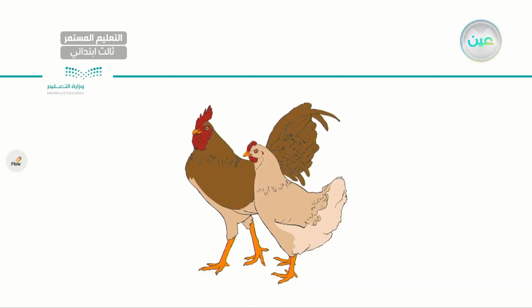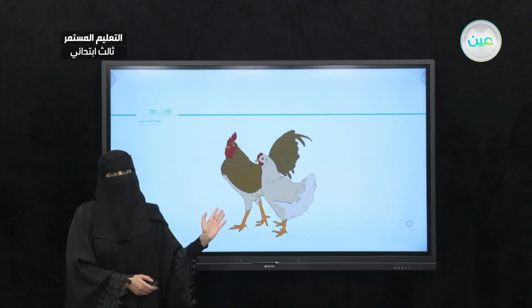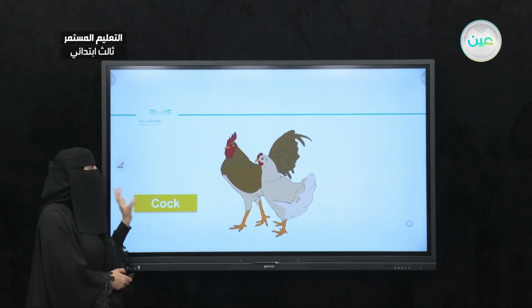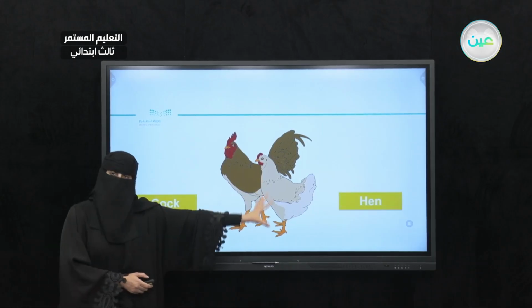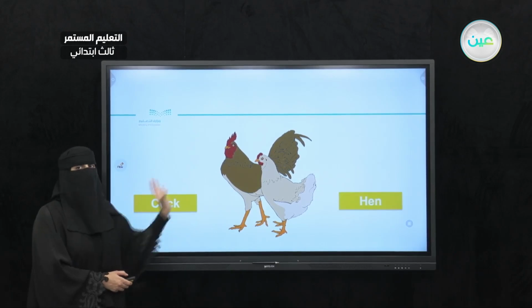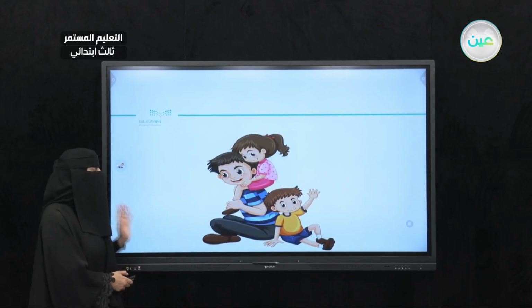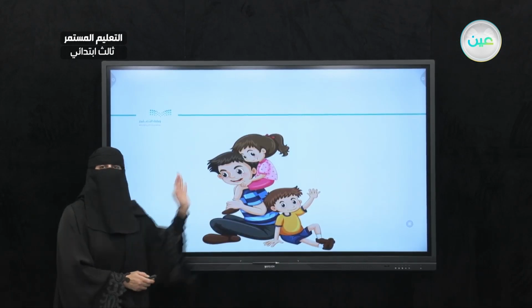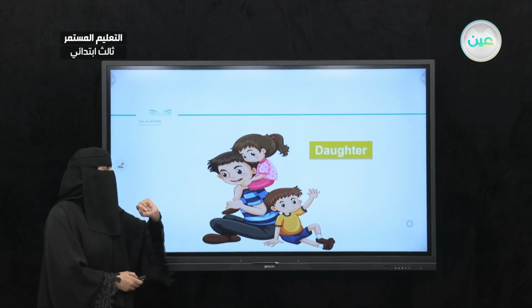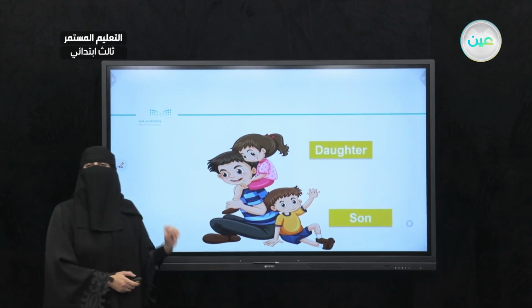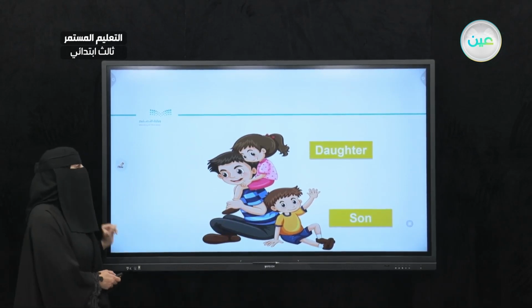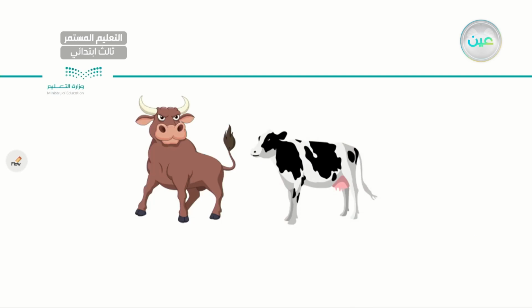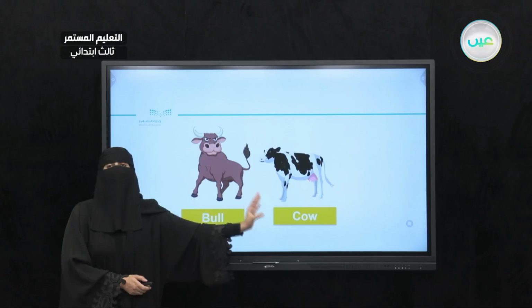Or when we talked about this, it's not chicken now. I have a cock and I have a hen. Very good. A cock and a hen. How about this one? I have a daughter and I have a son. Very good. Now for this one, I have, of course, a cow and a bull.